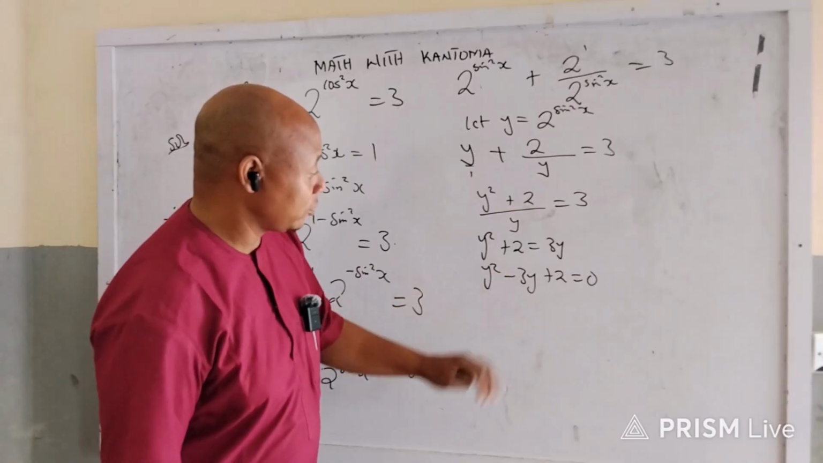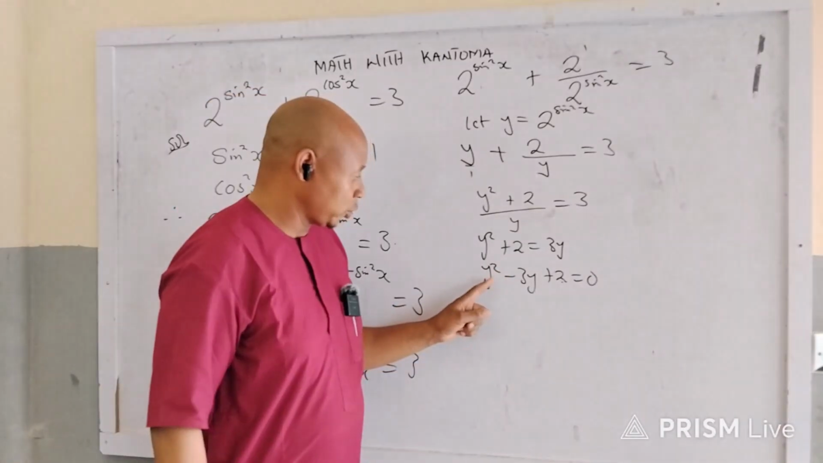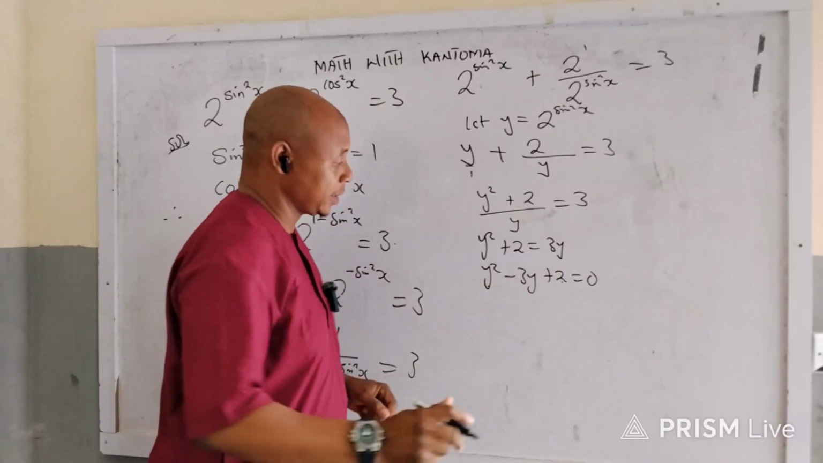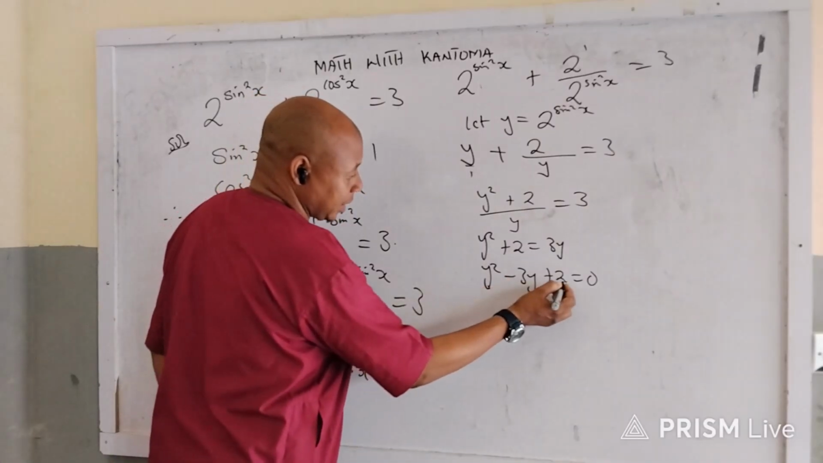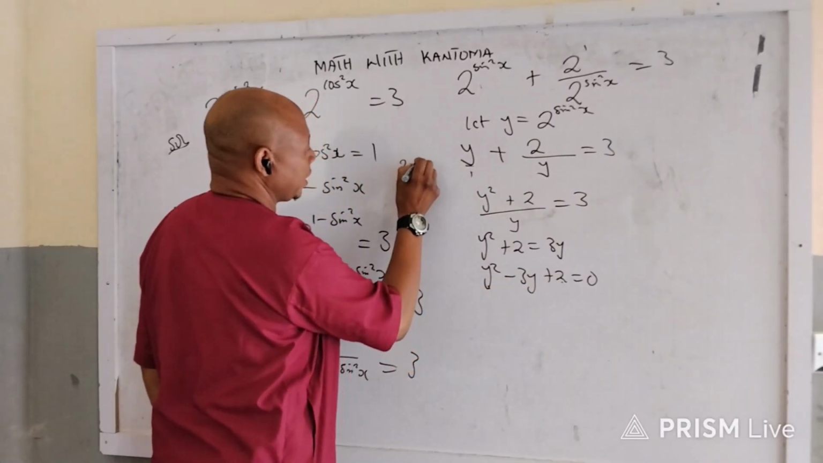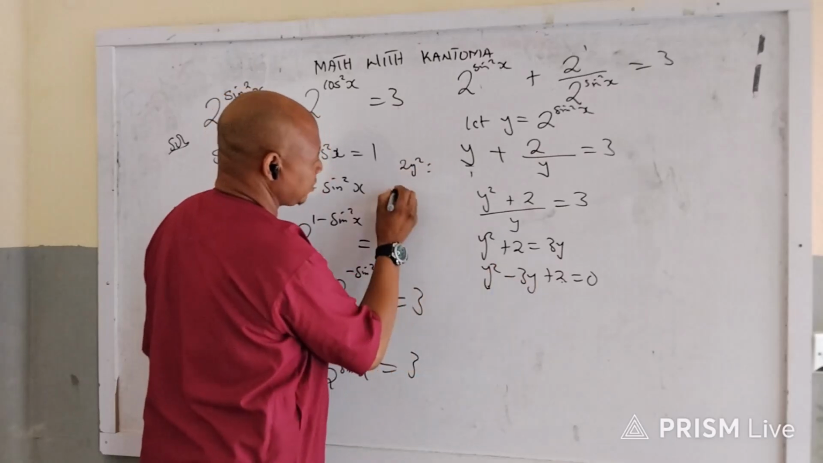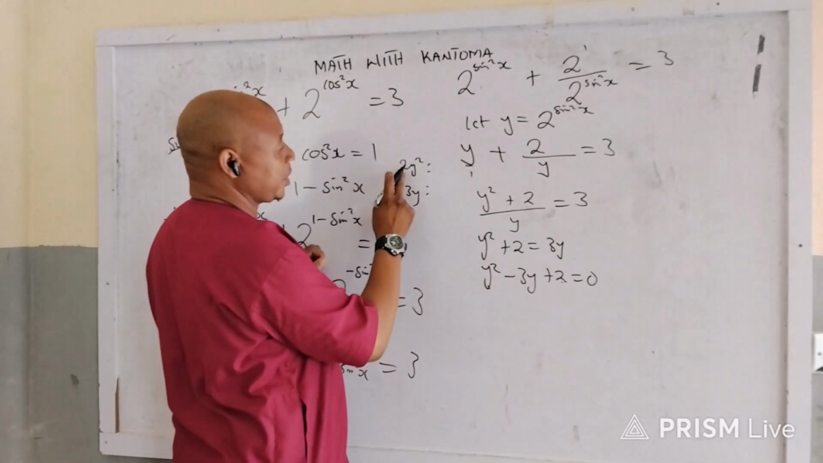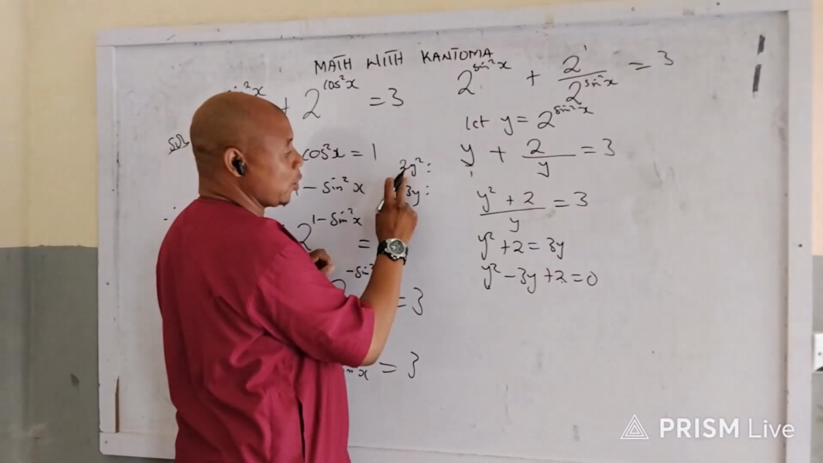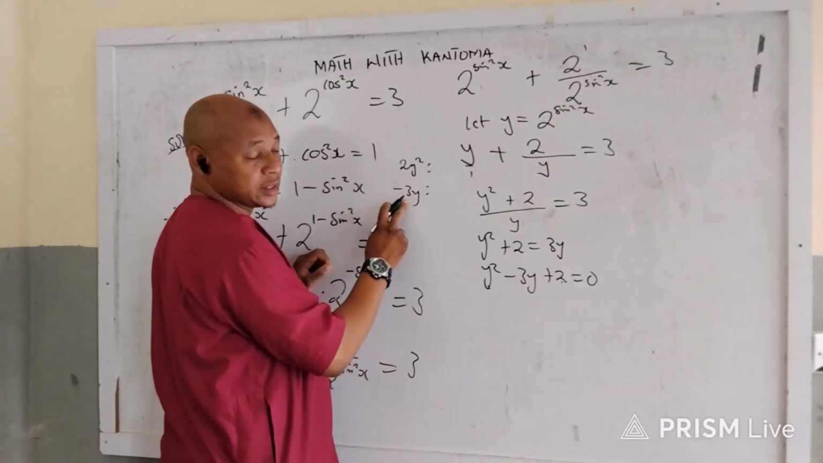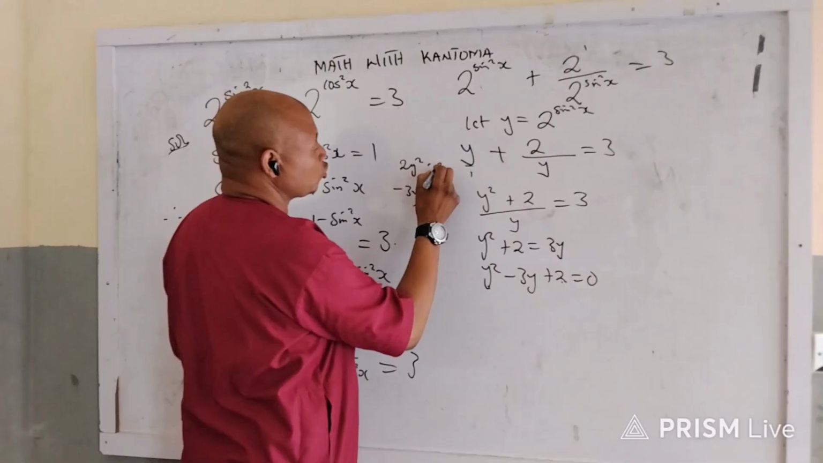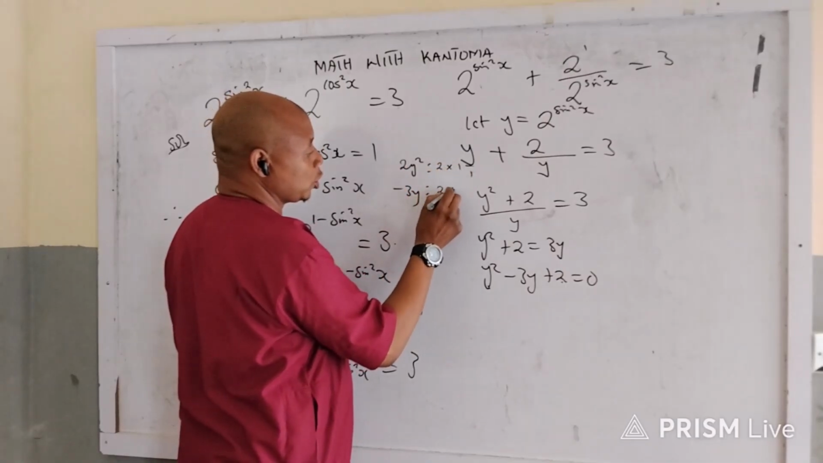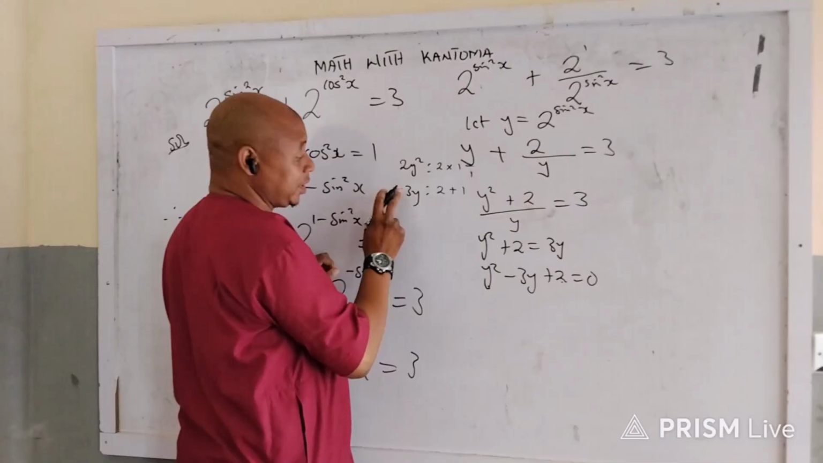So now to factorize this, here we'll be looking at 2 factors such that when you multiply this and this, you have 2y squared. Then the middle value is minus 3y. So now we look for 2 factors such that when we multiply the 2 factors, we are going to have this. And when we add the 2 factors, we are going to have this. So if I have 2 times 1 is 2, then 2 plus 1 is 3. But this is minus 3.